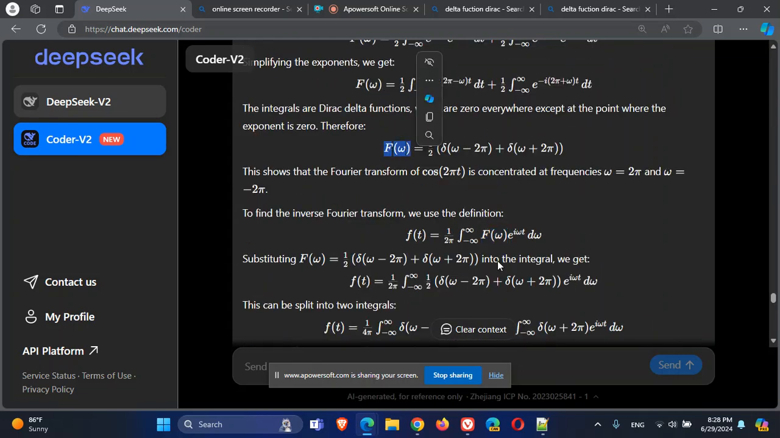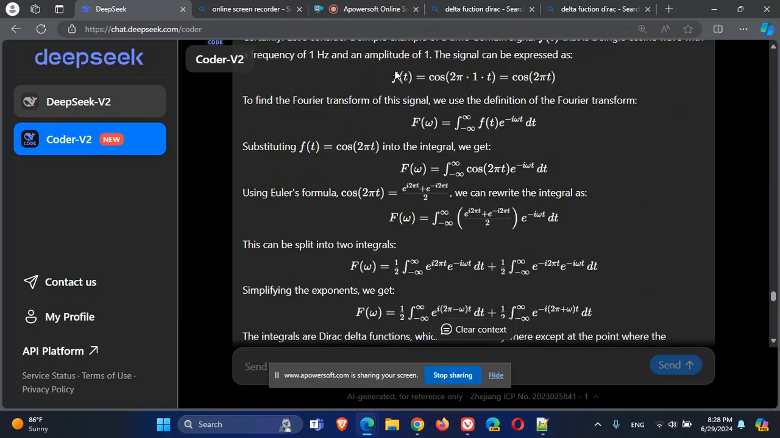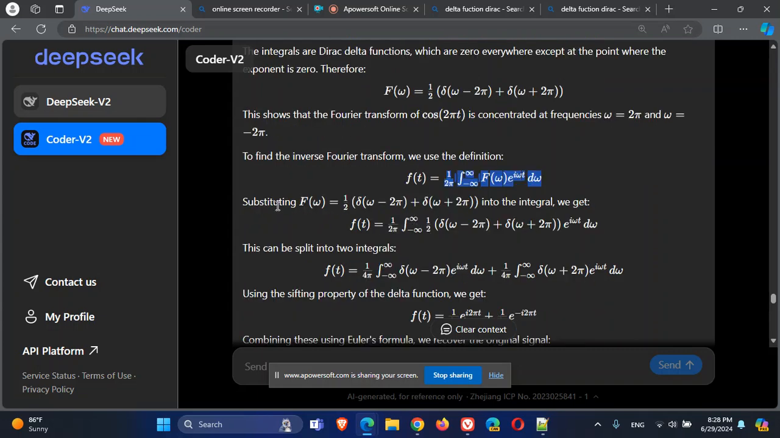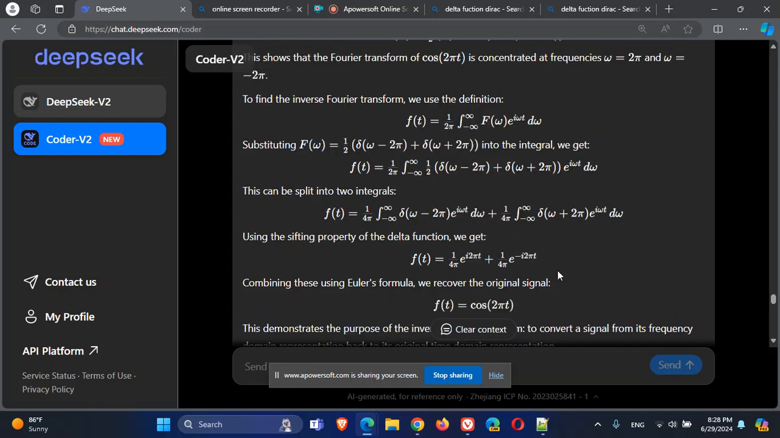From the time domain, after the Fourier transform to the frequency domain, we return to our original function in the time domain. This is the inverse Fourier transform. We take the Fourier transform and return it to the time domain. So let's substitute the Fourier transform we got here, and we get this one. Now we can take this exponential and bring it inside.